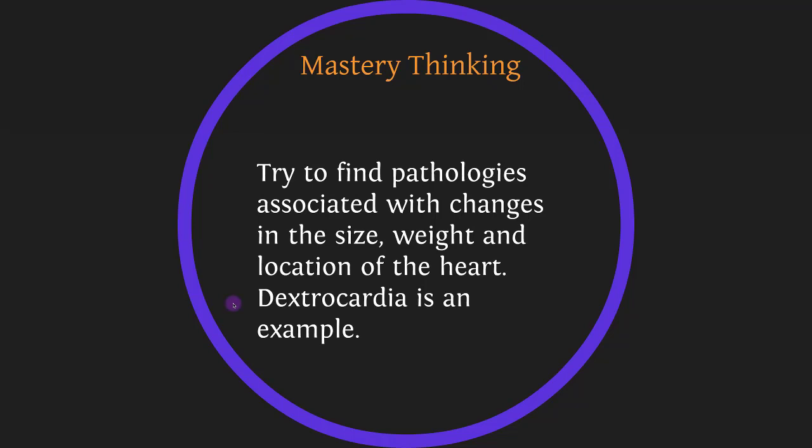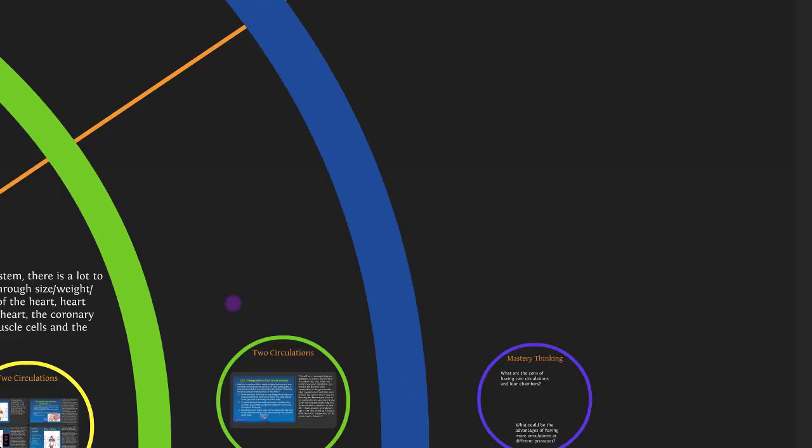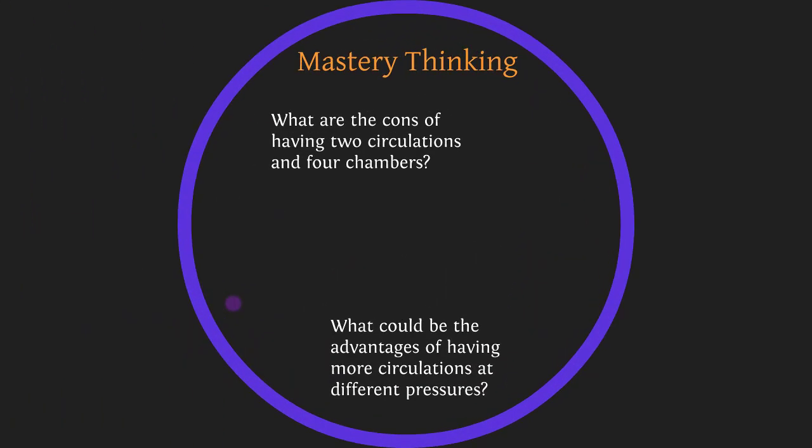I had a student last year whose heart was flipped and upside down, and it changed the location of the heart. Dextrocardia is another example. She also had something called crisscross heart, where the heart was upside down and twisted backwards. So dextrocardia means the heart is flipped.